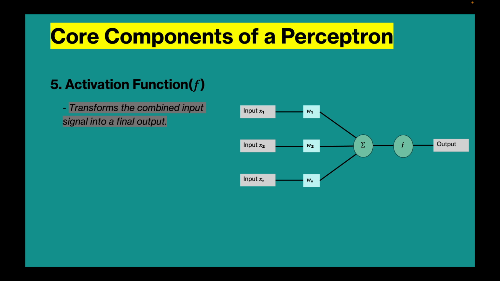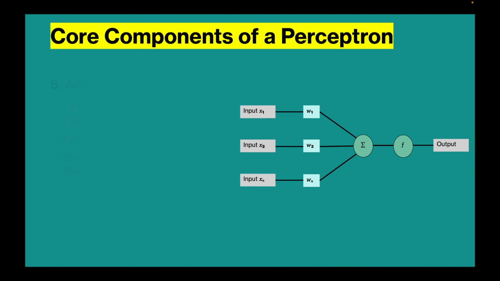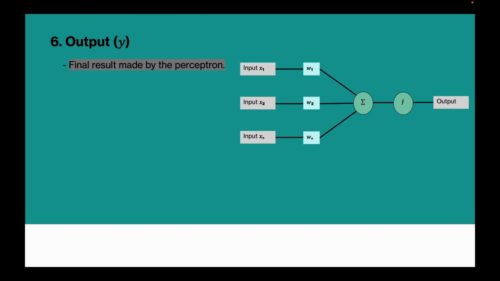Activation function. A mathematical rule that transforms the combined input signal into a final output is the activation function. The common activation functions are step function, sigmoid, and rectified linear unit. Output is the final result made by the perceptron.